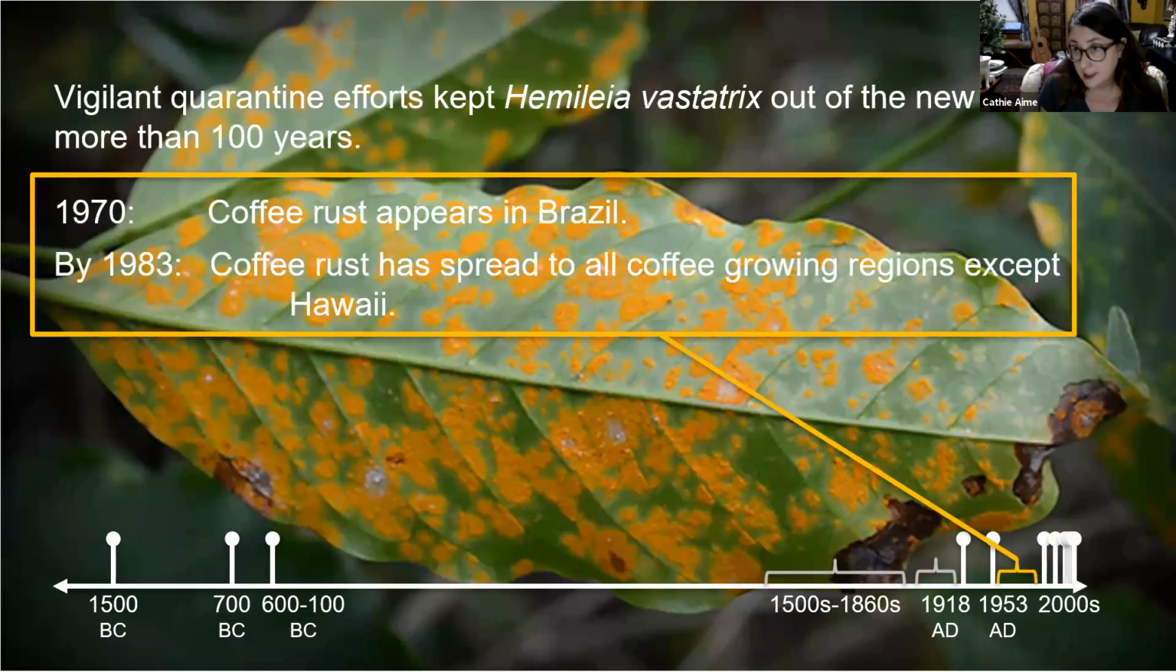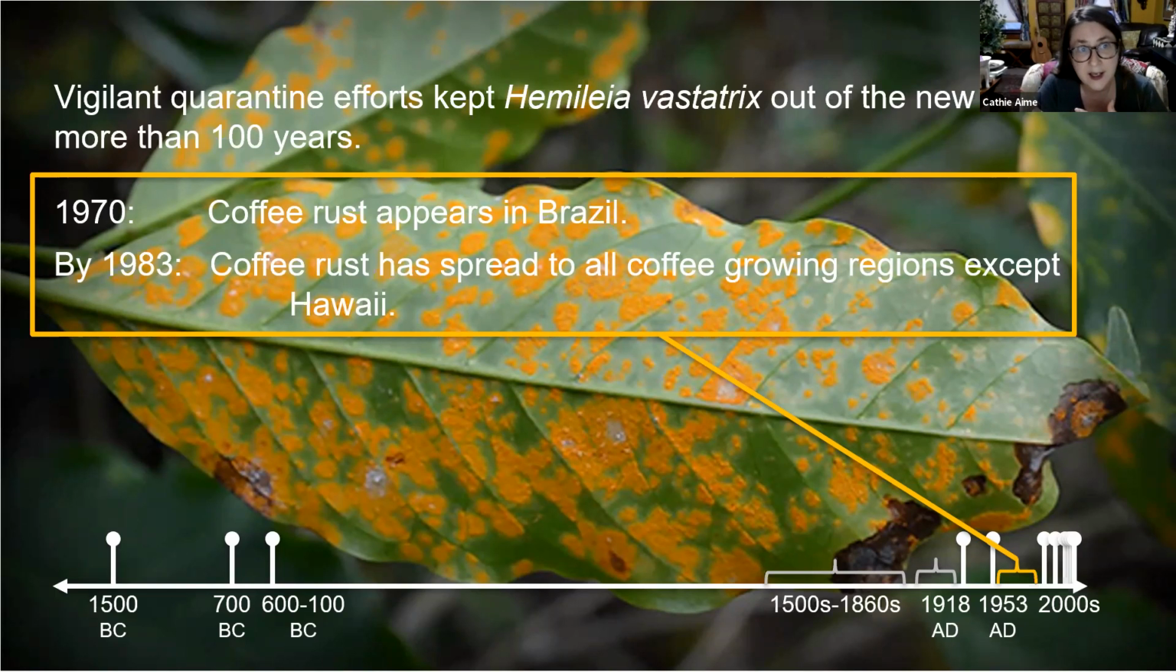Well, that lasted until 1970, about 100 years. And then in 1970, we have the first report of coffee rust in Brazil. And a little more than 10 years later, every coffee growing region in the world has coffee rust except for Hawaii, which is out on an island in the middle of the South Pacific all on its own, right? So from Brazil, it just took 10 years to blow up throughout South and Central America and the Caribbean.